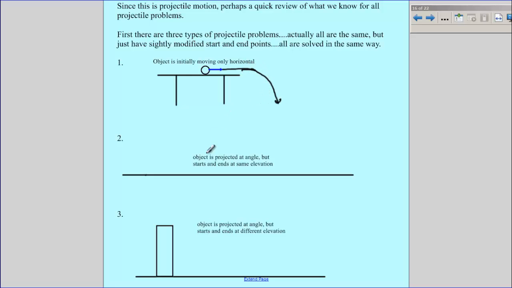and then it will start to develop a y component. The other type of projectile is when the object starts on the ground, we kick a soccer ball, it goes up in the air and comes back. It lands on the exact same elevation. And those problems are pretty easy because they're symmetric.